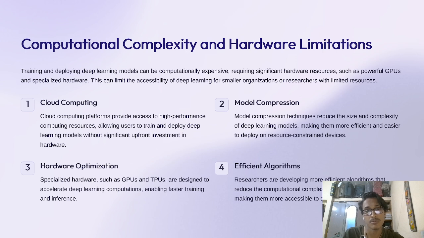Cloud computing platforms provide access to high-performance computing resources, allowing users to train and deploy deep learning models without significant upfront investment in hardware. Hardware optimization: specialized hardware such as GPUs and TPUs are designed to accelerate deep learning computations, enabling faster training and inference. Model compression techniques reduce the size and complexity of deep learning models, making them more efficient and easier to deploy on resource-constrained devices.